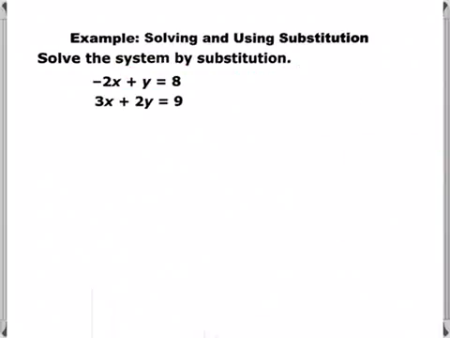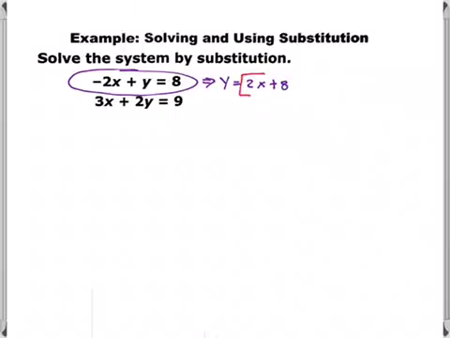In the next example, we've got 2x plus y equals 8 and 3x plus 2y equals 9. And so we want to solve one of these for a variable in order to be able to use substitution. I'm going to rewrite the first one, solving for y, so I can plug in values. So in order to rewrite this so y is by itself, I'll have to add 2x to the other side. So I get y equals 2x plus 8.